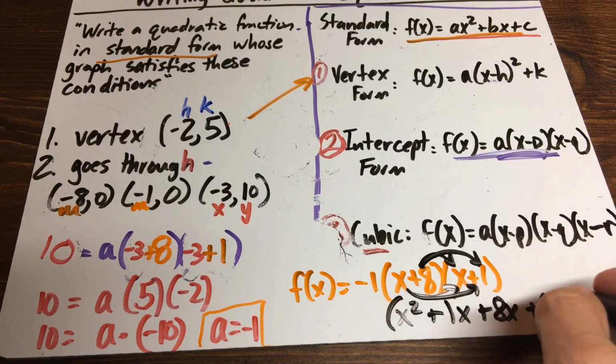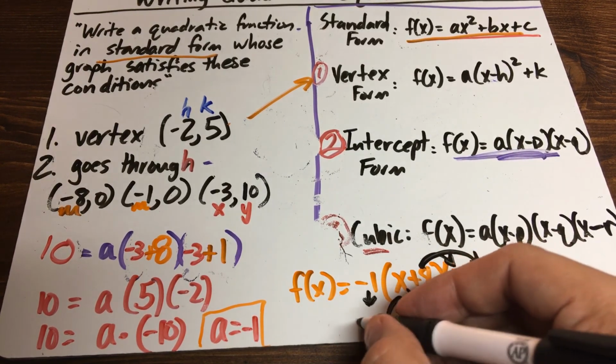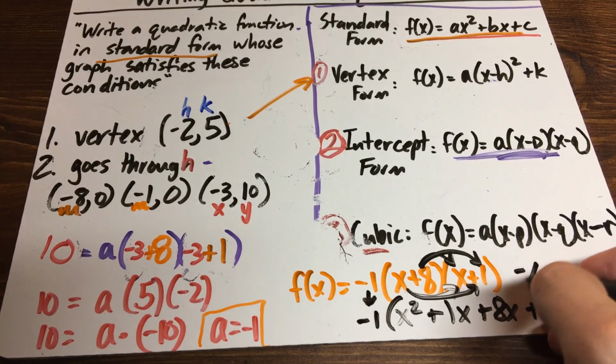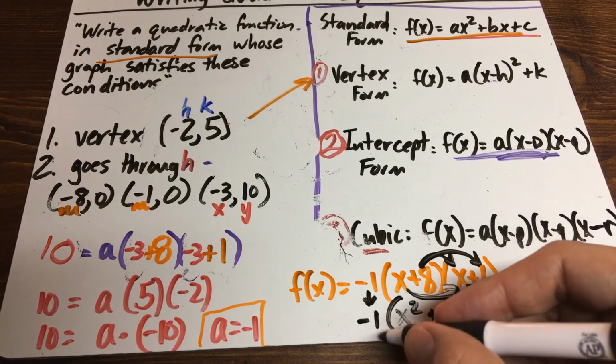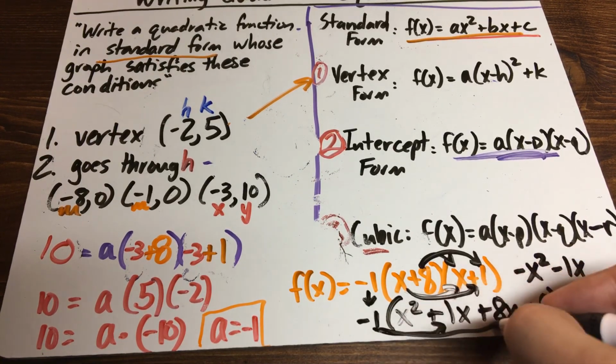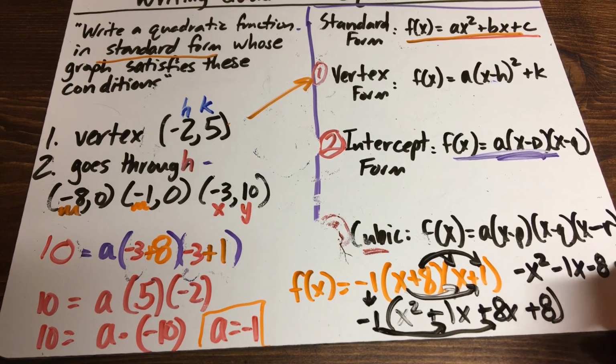And then I'm going to have to take all of this times negative 1. So it's actually going to be, I'm way out of room here, negative 1x. I'm just going to put negative x. This is going to be negative 1x. This is going to be negative 8x. And that's going to be negative 8 at the end.